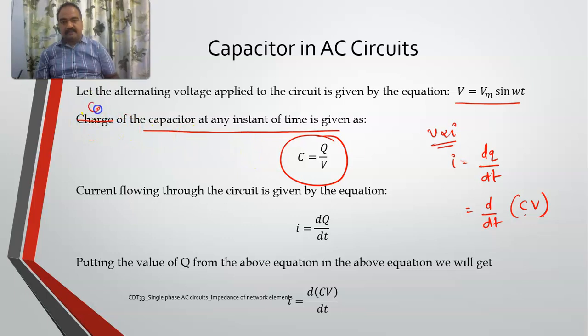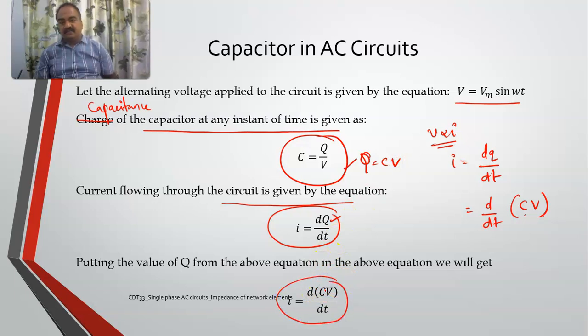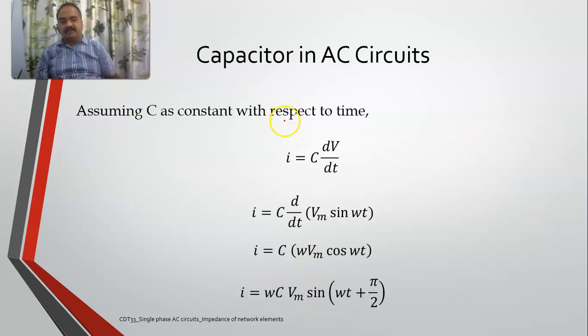This is capacitance. It is given by C is equal to Q by V. And the current flowing through the circuit is given by I is equal to dq by dt. If I replace Q with CV, I'll get I is equal to d(CV) by dt. I'll assume that C is constant, okay? Because in my AC circuit, C mostly will be constant.